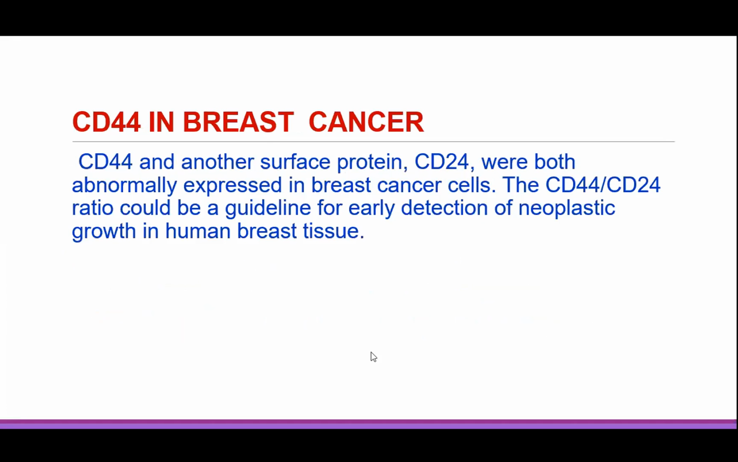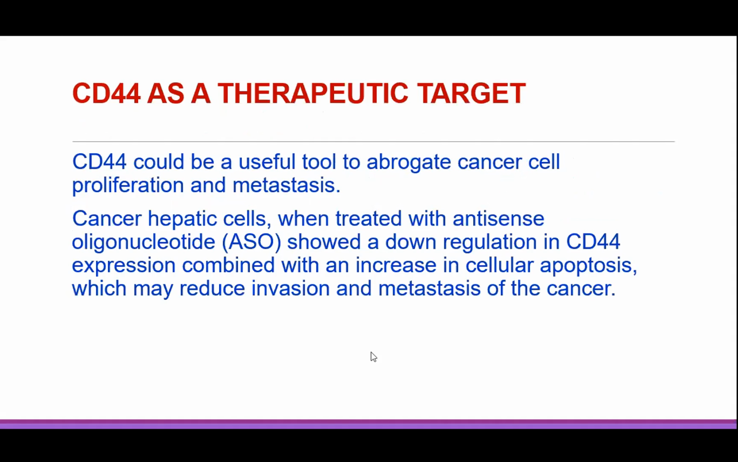Now, especially in breast cancer, CD44 and CD24 are abnormally expressed. The CD44 and CD24 ratio could be a guideline for early detection of neoplastic growth in human breast tissue. CD44 can be used as a therapeutic target. It can be used to abrogate the cancer cell proliferation and metastasis. Like in cancer hepatic cells, when treated with antisense oligonucleotide, showed a downregulation in CD44 expression combined with an increase in cellular apoptosis, which may reduce invasion and metastasis of the cancer.